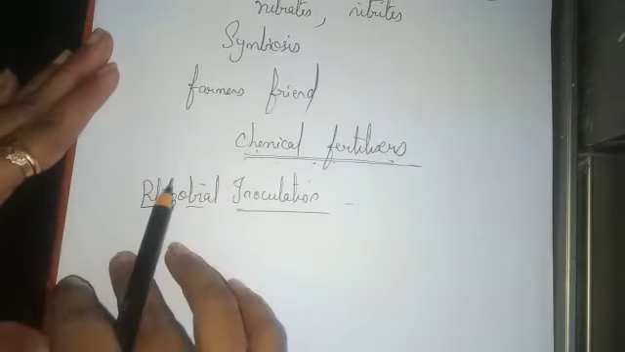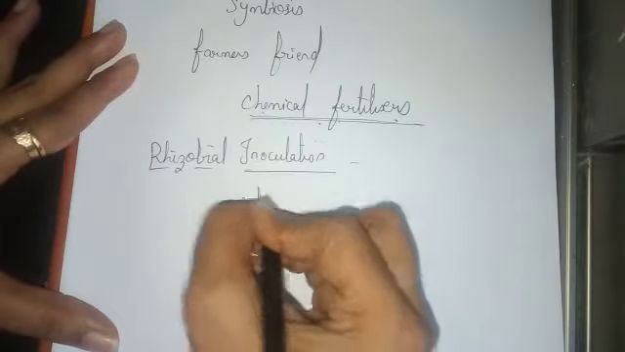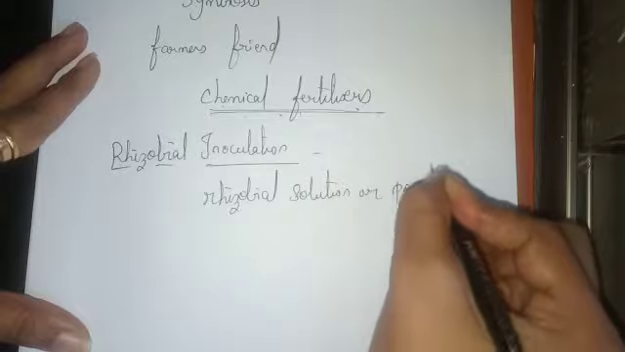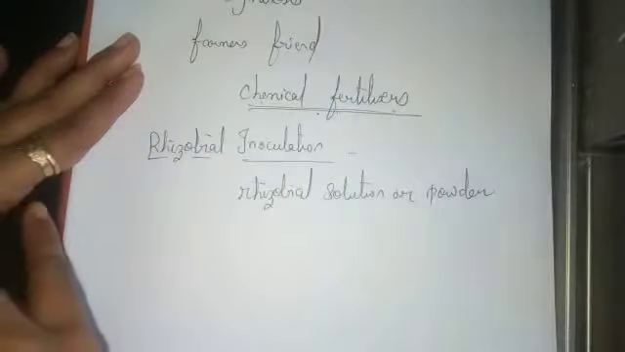What is this method actually? This method is like this: any of the seeds which they want to sow in the field, before sowing, they will coat them with rhizobial solution or its powder. They will coat them with rhizobial solution or rhizobial powder. Okay, and then they will sow them in the field. What is this rhizobial solution or powder? Children, this solution and powder contain active rhizobium bacteria.